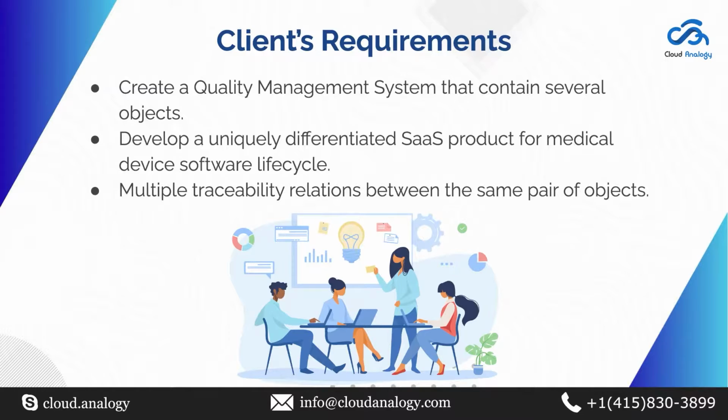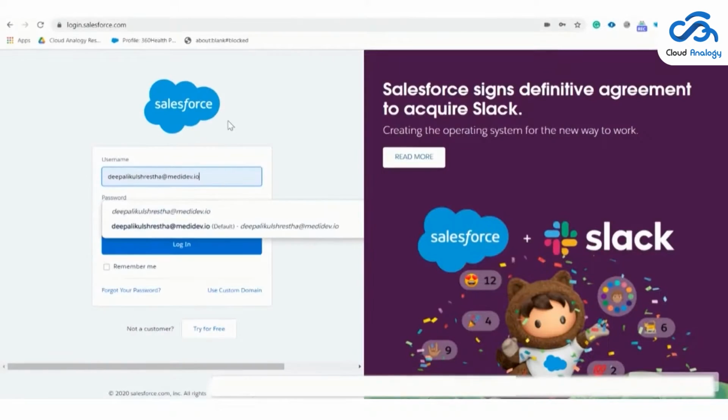The client wanted multiple traceability relations between the same pair of objects. Besides, the traceability functionality allows impact analysis, that is, when one item changes, related objects are fetched for potential impact. Let's now move to the project demo.